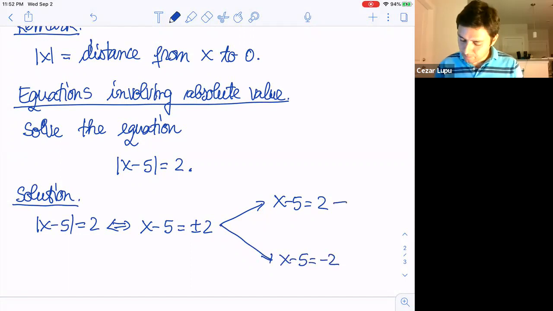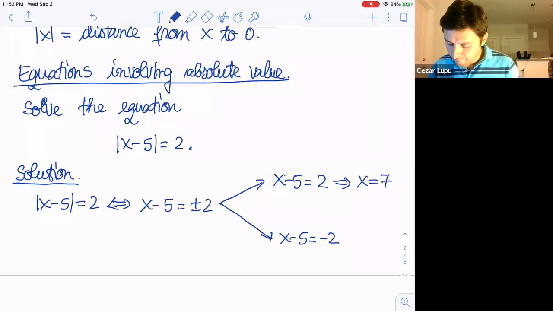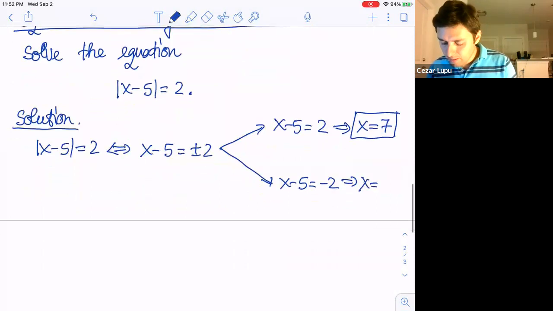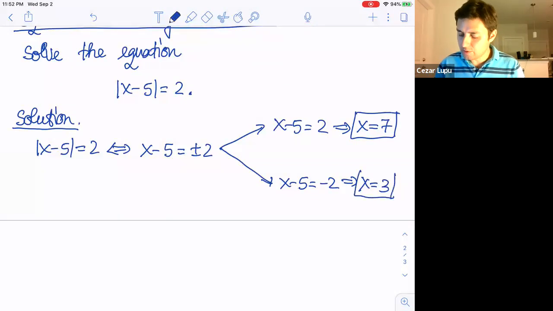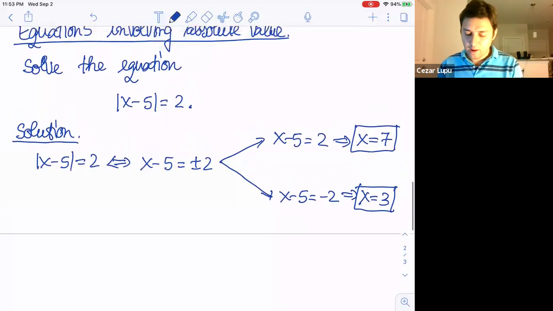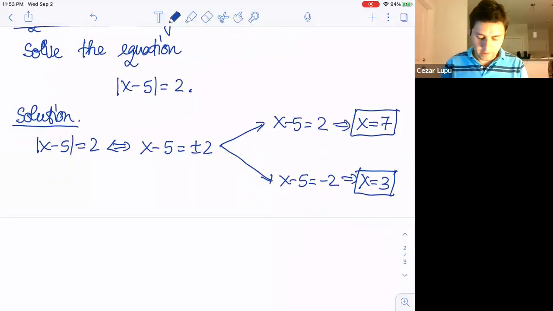From the first one, this implies that x is 7. And from the second one, this implies that x is 3, right? So these are the two solutions for our equation. And if you plug them in, for example, 7 minus 5 in absolute value will give you 2, so you can verify this easily. And if you plug in 3, you'll have 3 minus 5, which will be negative 2, but in absolute value, this will give us 2. So that's how we solve equations involving absolute value.